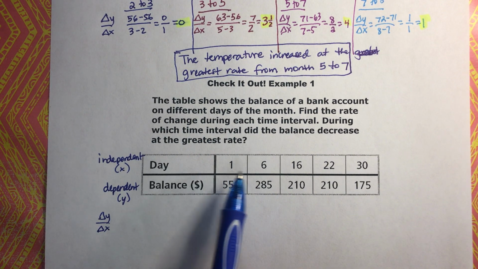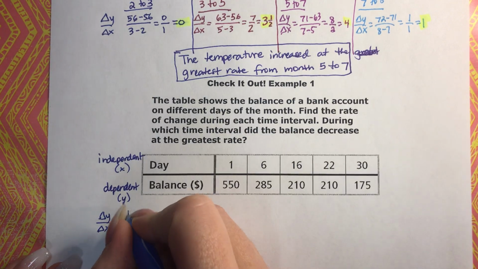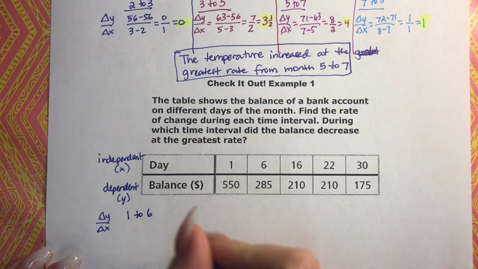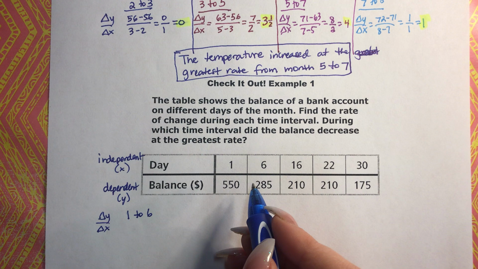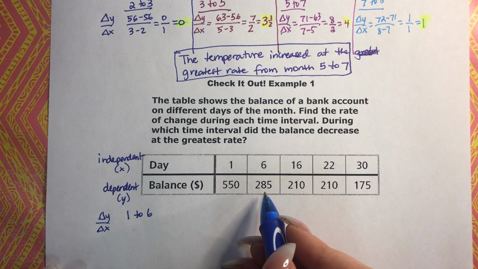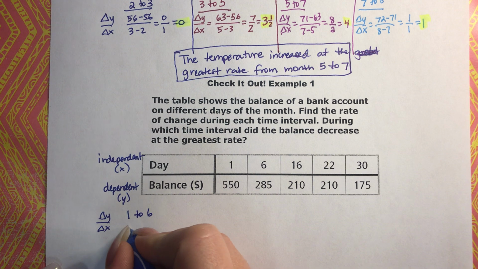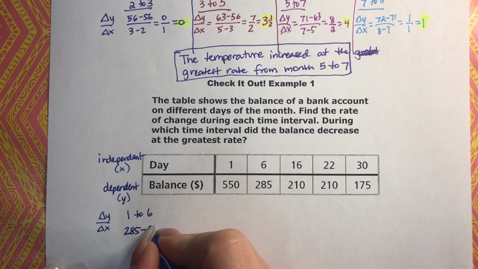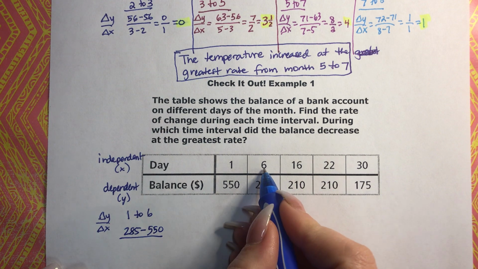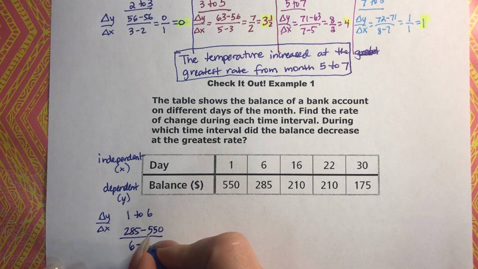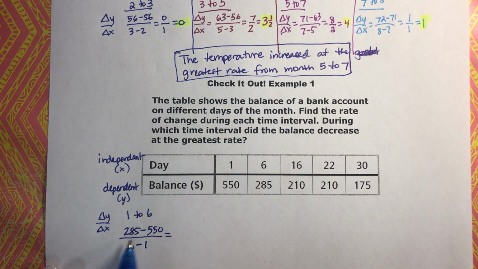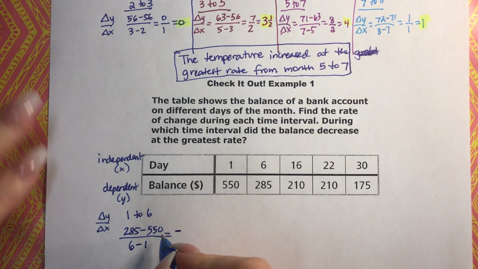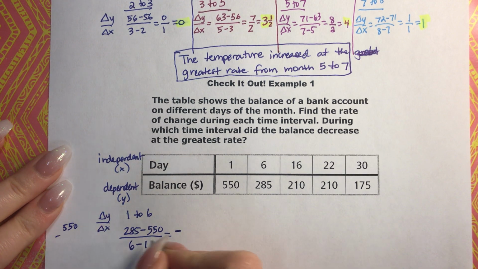So let's look at the first one, from day 1 to day 6. What happened? We're looking at the rate of change, so we're going to take these two values here and go 285 minus 550 all over 6 minus 1. We just need to determine what the difference is there. We know our answer is going to be negative, because the bigger number is negative. So I'm going to take this on this side, 550 minus 285.